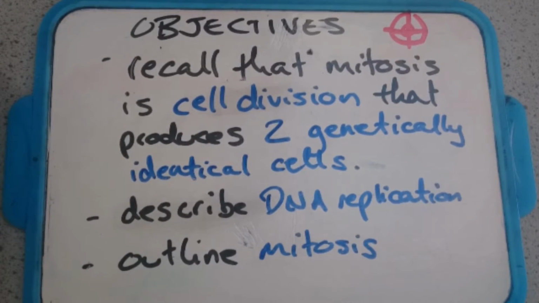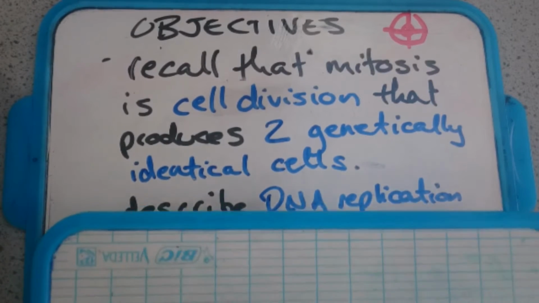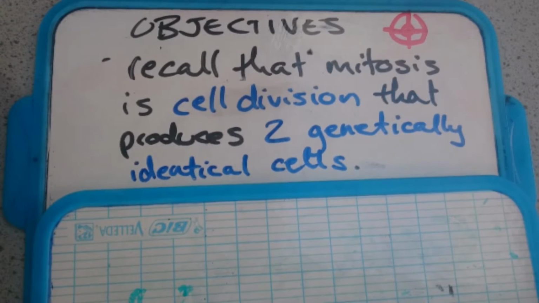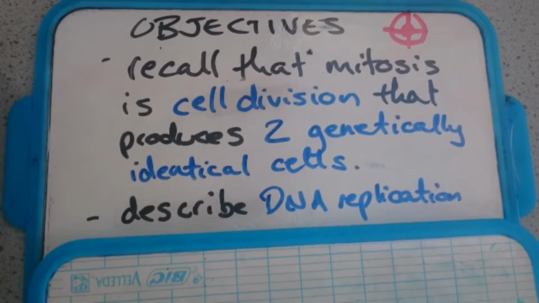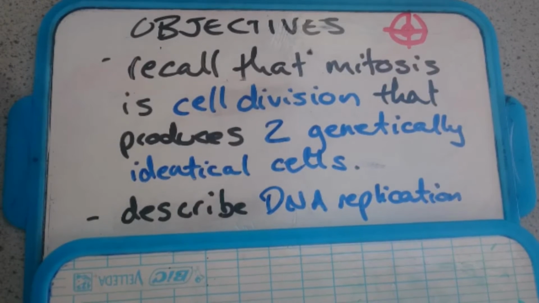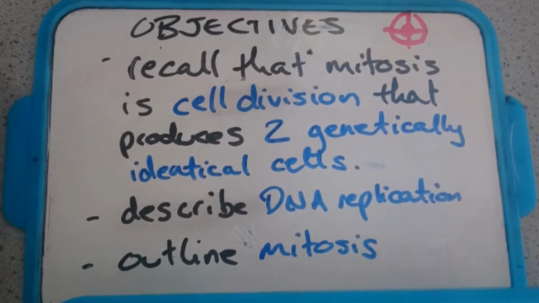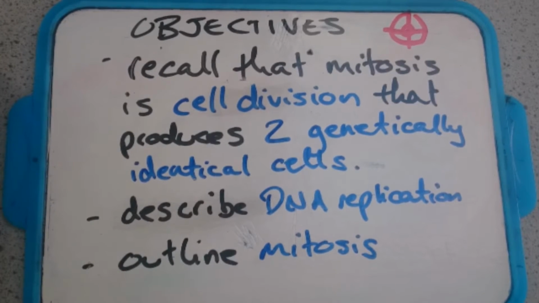These are the objectives for this video. This is what I'm really hoping that you will know how to do by the end of this video. And so just to go through it really quickly with you, I want everybody at the end to be able to recall, that just means remember, that mitosis is cell division that produces two genetically identical cells. I'm hoping you'll also be able to describe DNA replication in some simple terms. And hopefully also outline, that just means give a few details, just some brief details about how mitosis works. So outline mitosis, give a few steps to show how it works.